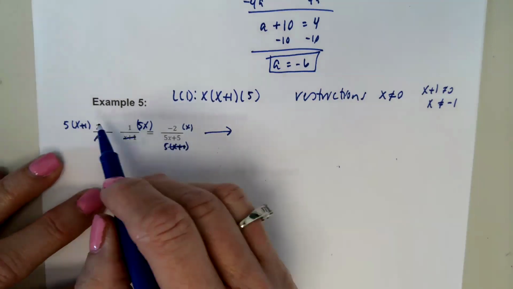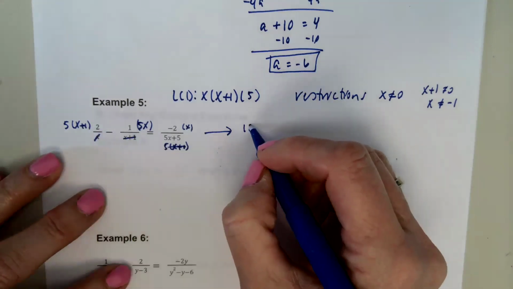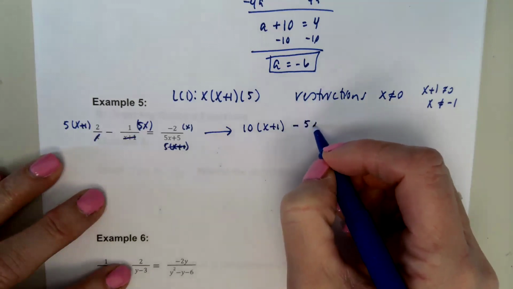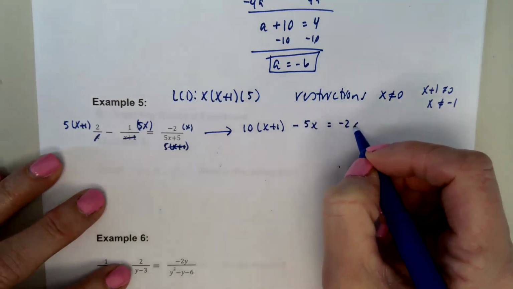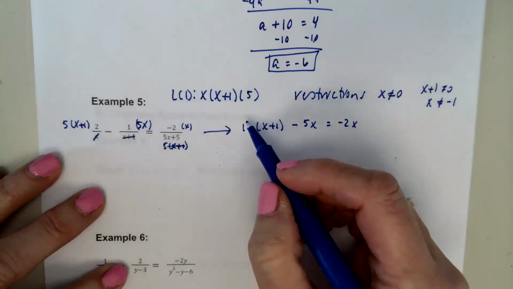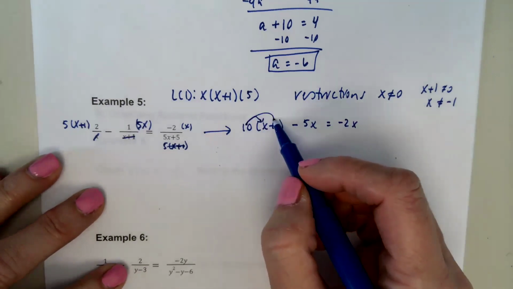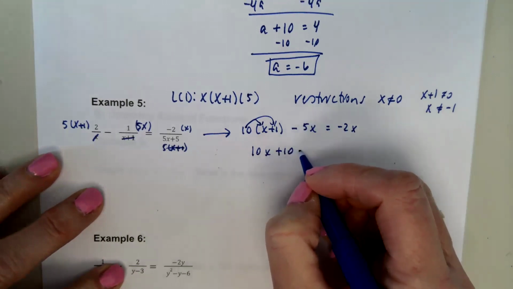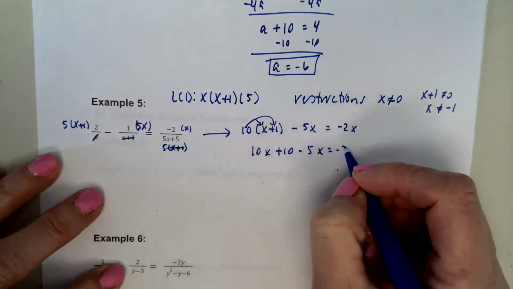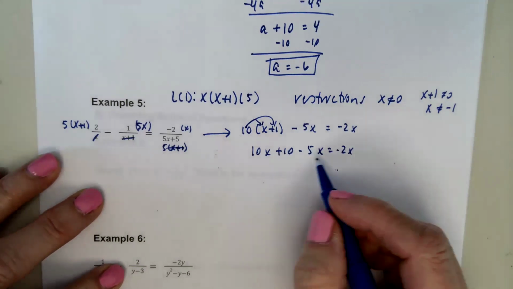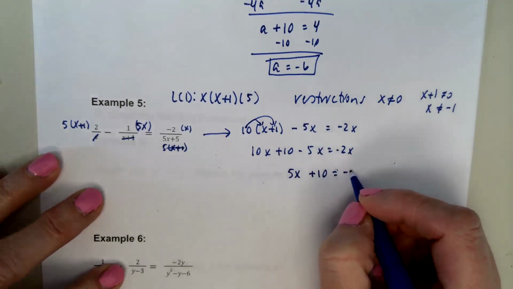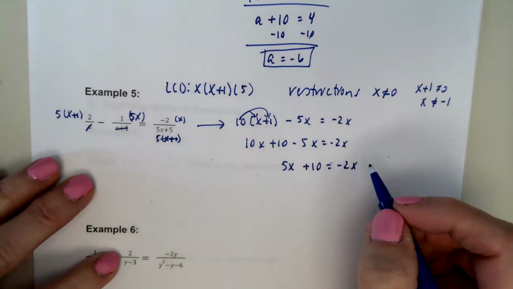So now we have 5 times 2, so 10 times x plus 1 minus 5x equals a negative 2x. We're going to distribute our 10. Combining like terms, we have 5x plus 10 equals a negative 2x.